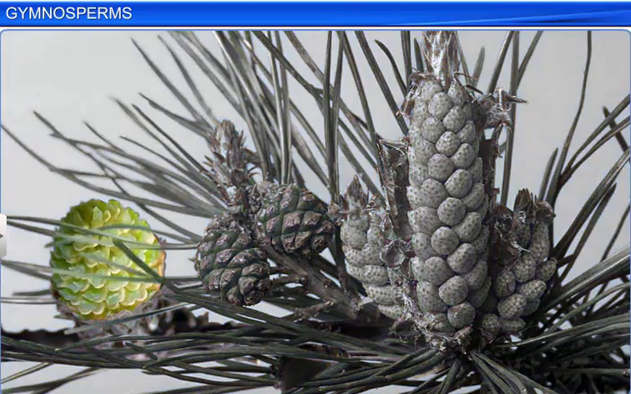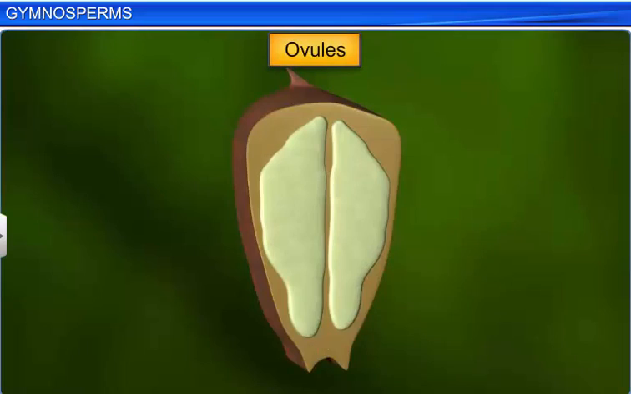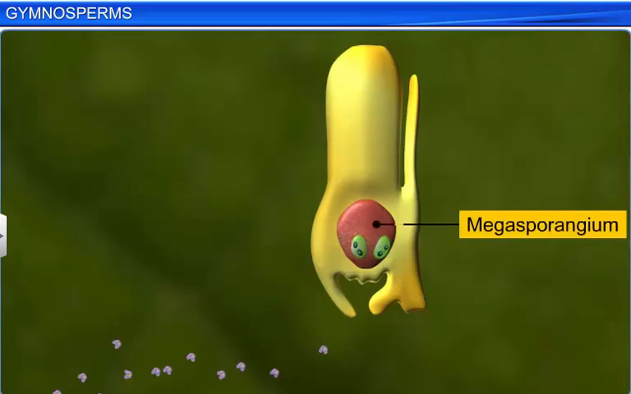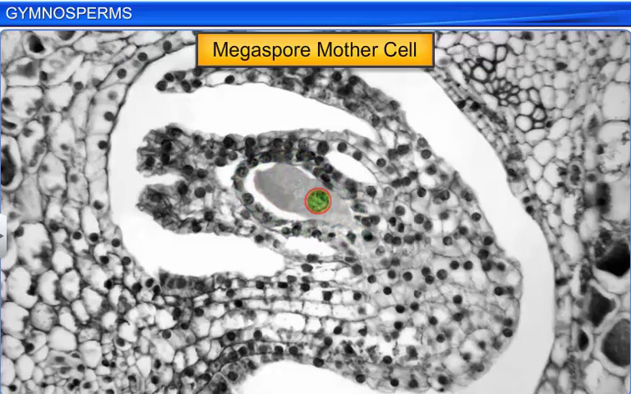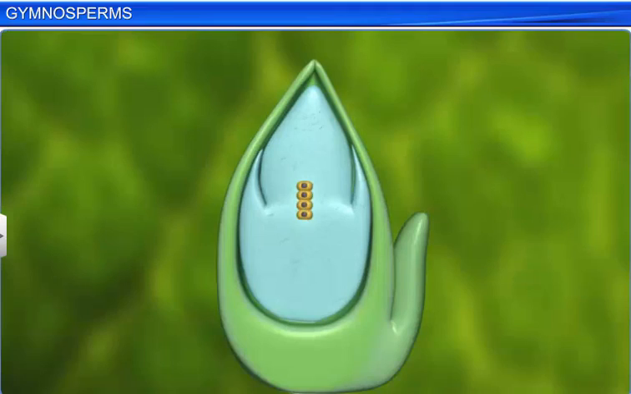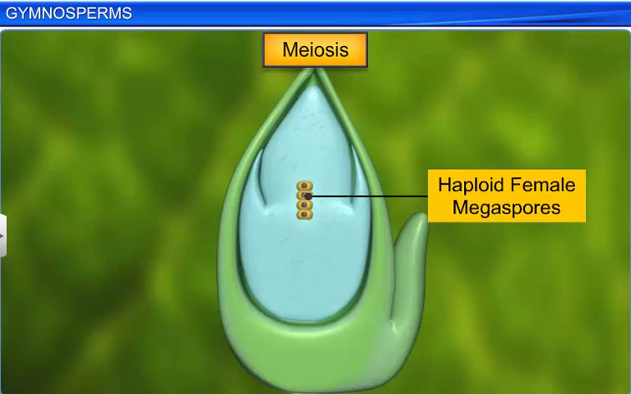The female strobilus is a cluster of megasporophylls which bears ovules containing the megasporangium or nucellus. The megasporangium, surrounded by a layer of envelopes, produces haploid megaspores and a megaspore mother cell which looks distinctly different from the other cells. The megaspore mother cell undergoes meiosis to give rise to 4 haploid megaspores.